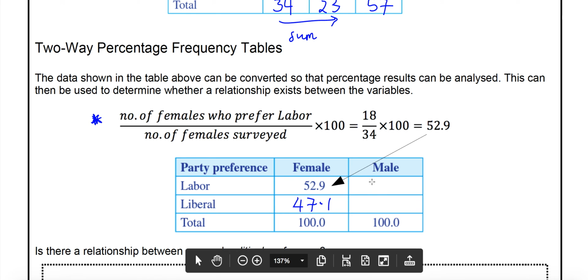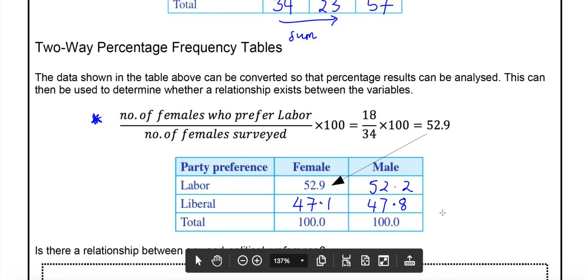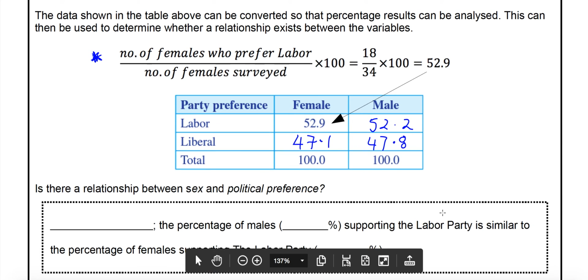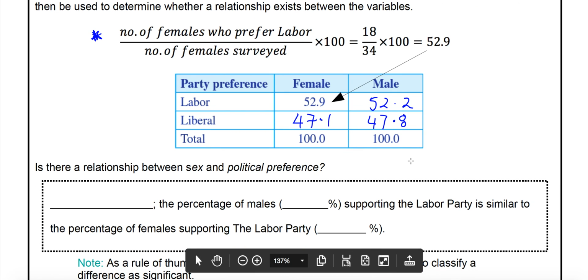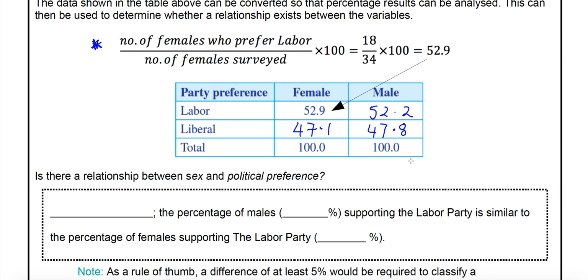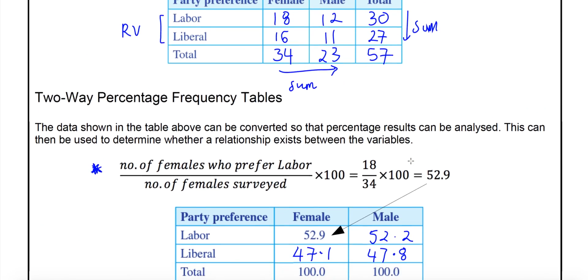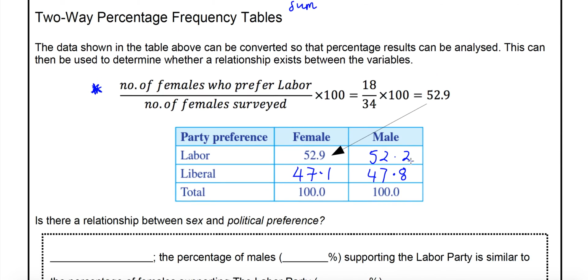And for the males, you should get 52.2 and 47.8. So I've just gone to one decimal place in this case, as the first entry was to one decimal place as well. So we've got the original data there, and we've put that into a percentage frequency table.